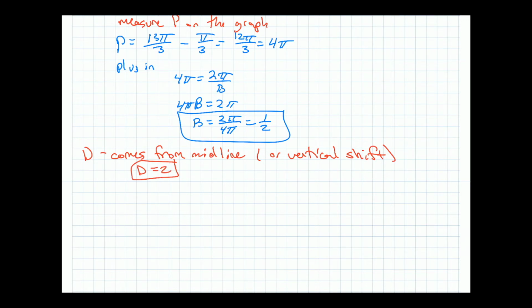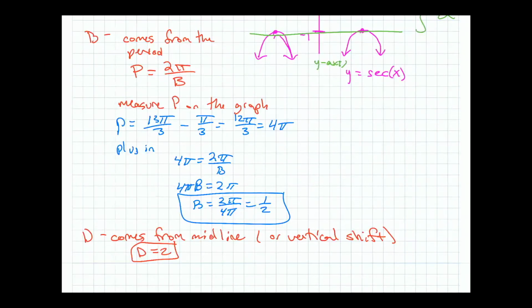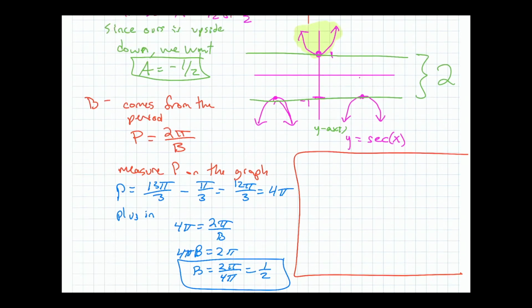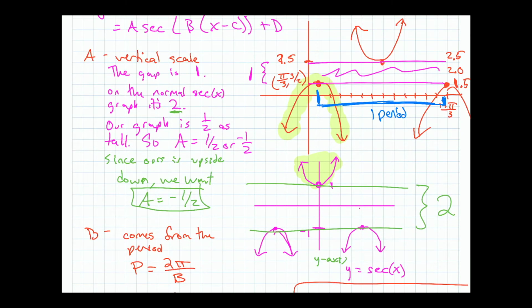Okay. Now the hard one, normally the hard one is the phase shift. The phase shift is the hardest to get. So for the C, what you're going to do is this. This works for the secant, but it doesn't work for the cosecant really. Just comparing these graphs here, normally on the secant, one of the pieces of the secant is in the middle at x equals 0. And then in your graph, it's moved.